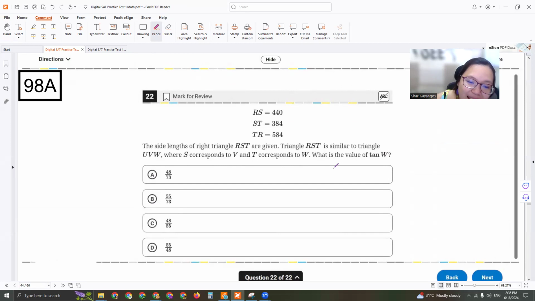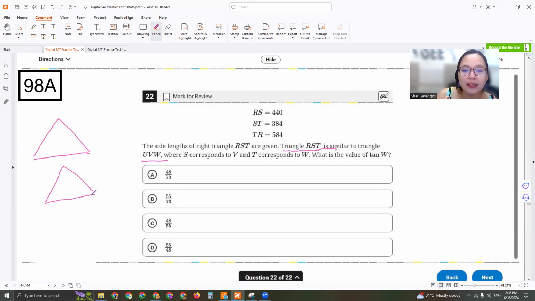Okay, the side lengths of right triangle RST are given. Okay, it is similar to triangle UVW. So you make sure that whenever you construct two similar triangles, you have to make sure that the vertices correspond correctly. Good thing that the problem ensures this for us. So R is corresponding to U, S corresponds to V. So that's why I wrote it here. And then T corresponds with W. So the remaining one corresponds with the other.